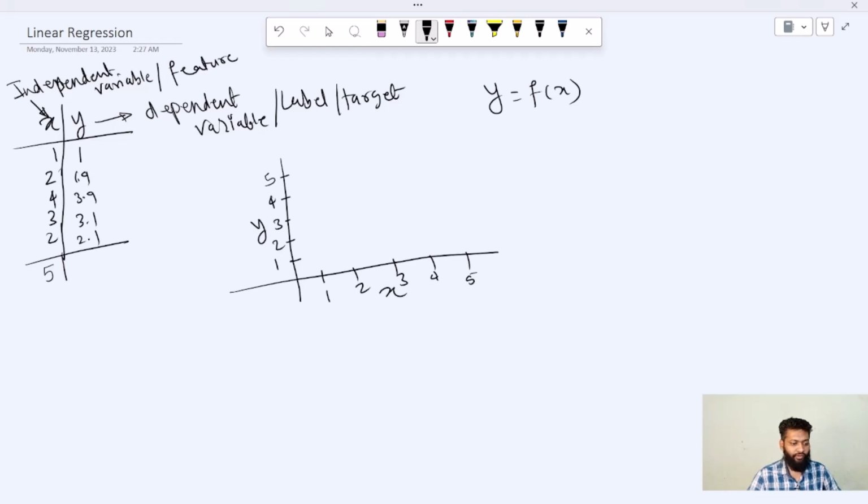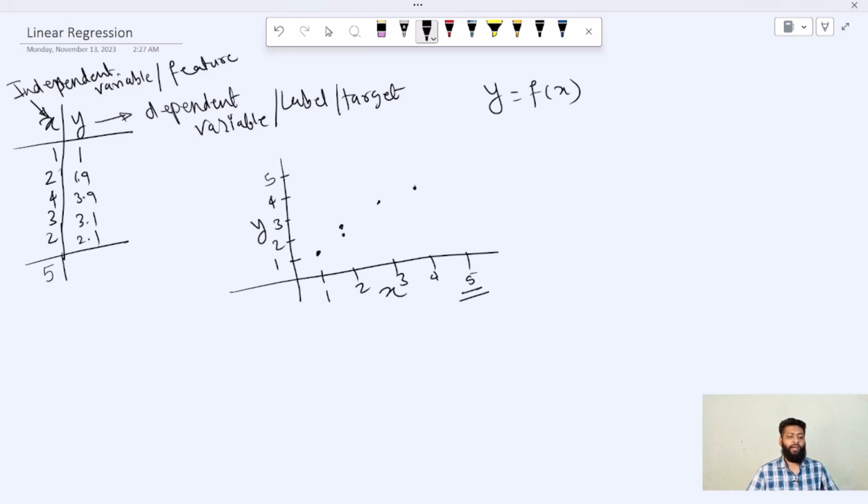So when the value is 1, this is 1. If it is 2, then it is 1.9. When it is 4, then it is around 3.9. When it is 3, then it is 3.1. When it is 2, then it is 2.1. Now we need to find out the value of y when the value of x is 5.